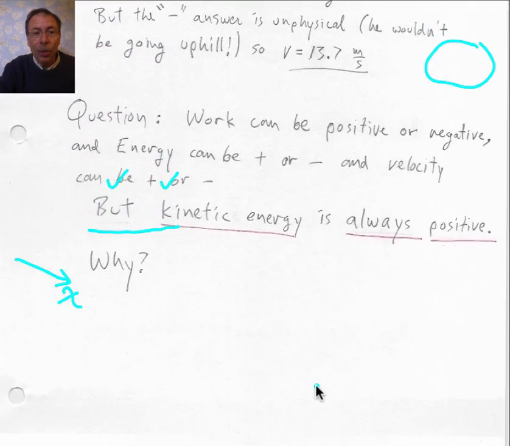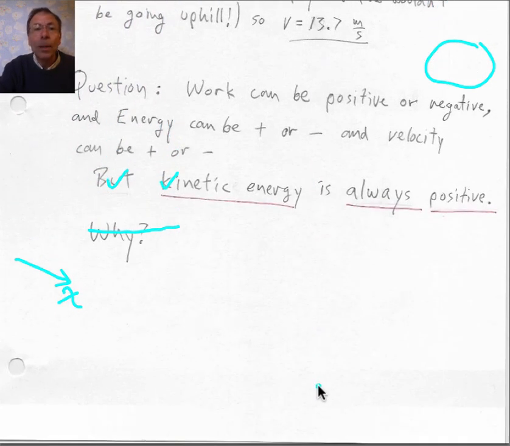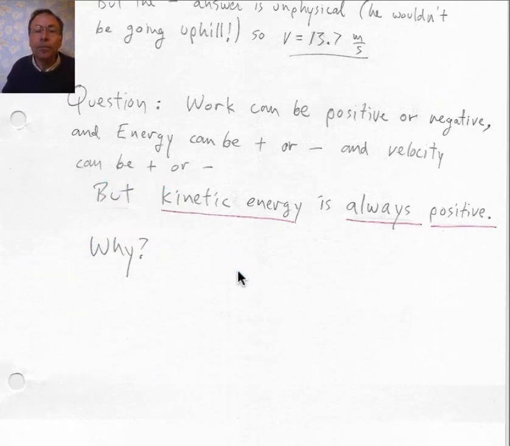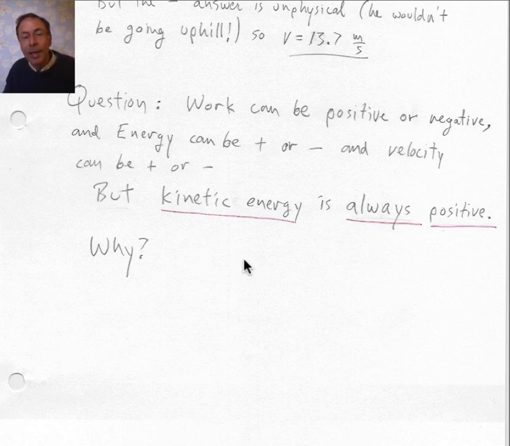Okay, so I have a question for you now. Work can be positive or negative, and energy can be positive or negative, and velocity can be positive or negative, but kinetic energy is always positive. Why is that?